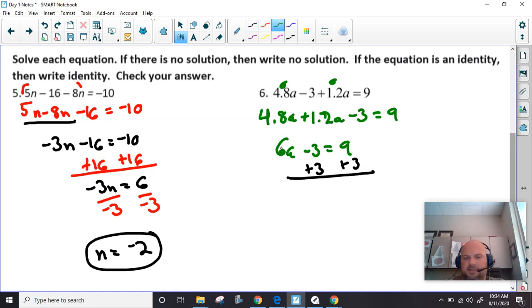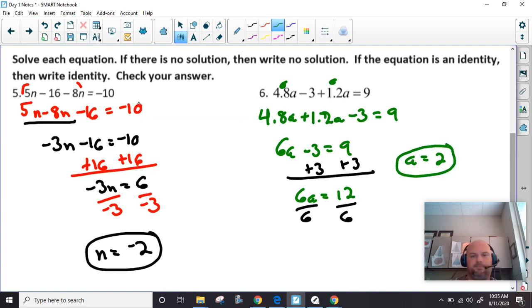Combine like terms, it becomes 6. Nice and easy. Then I add the 3. 12. Now, some of y'all could probably already know that has to be 2. Some of y'all actually have to do this again, however you need to do it to make it work.